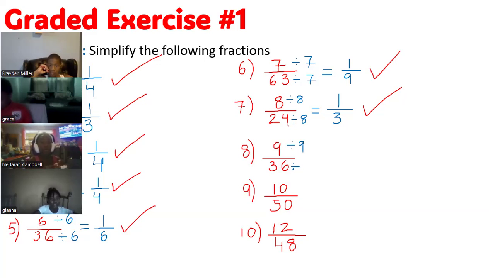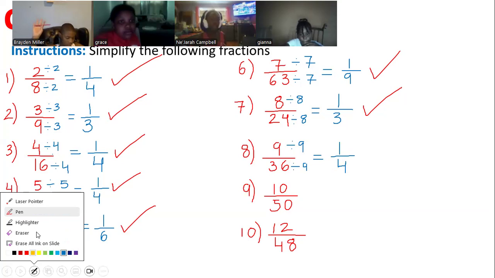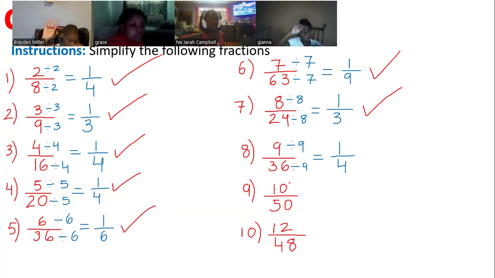So 9 divided by 9 is what? 9 divided by 9 is 1. Mm-hmm. And 36 divided by 9 is what? 36 divided by 9 is 4. It's 4. Very good. One person's got this right. 1/4. I got it. I got it.